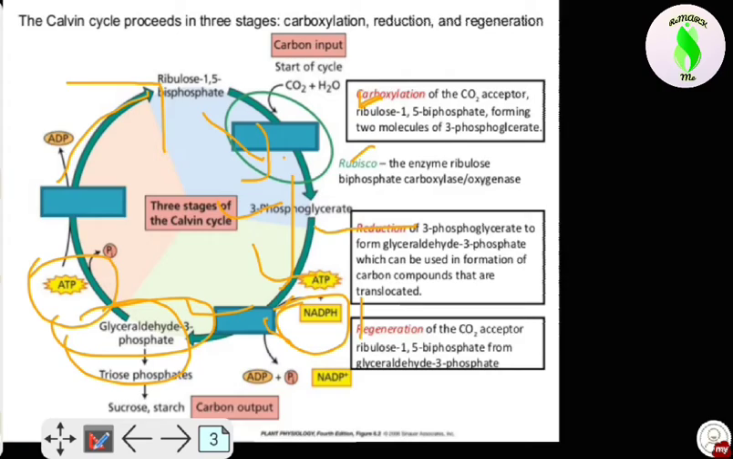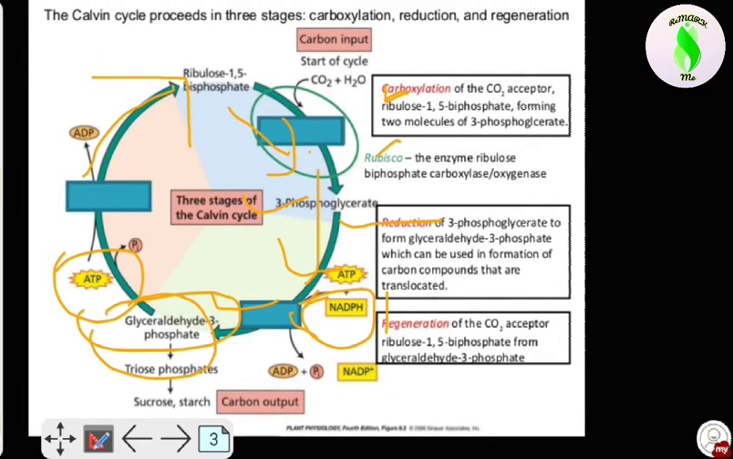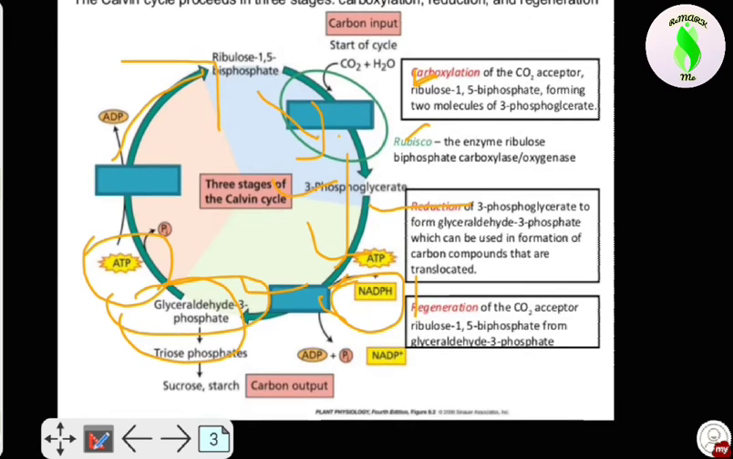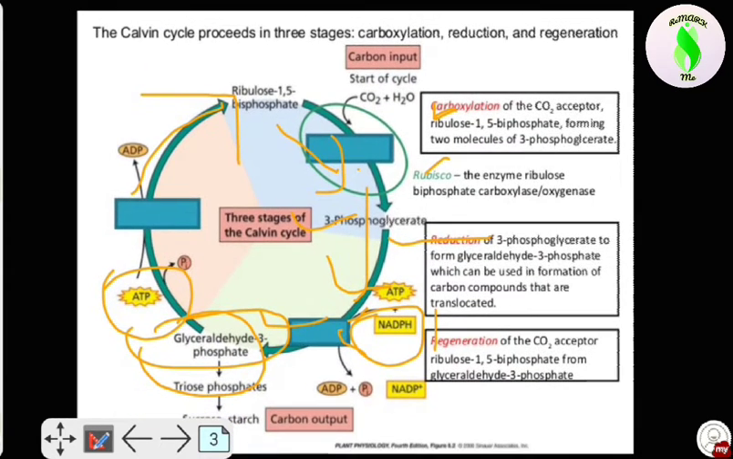Now what is regeneration? You see over here that there is written regeneration. As you can see, this glyceraldehyde 3-phosphate is again converted into ribulose, that is a 5 carbon compound, with the addition of ATP. This formation of ribulose bisphosphate, the 5 carbon compound, is known as regeneration. These are the 3 important terms of the Calvin cycle.